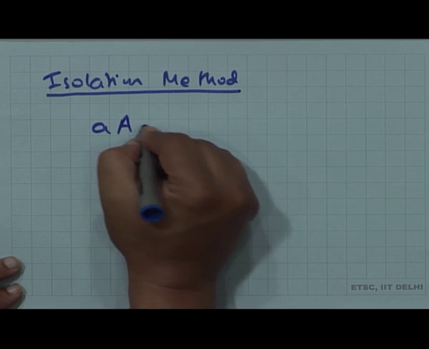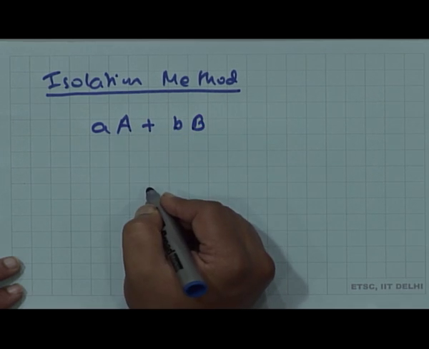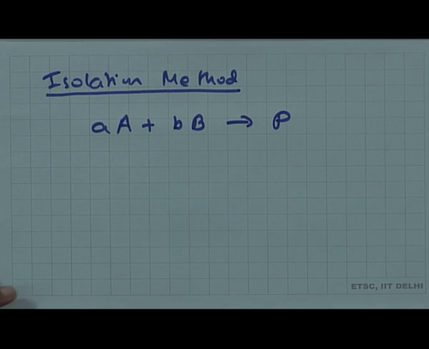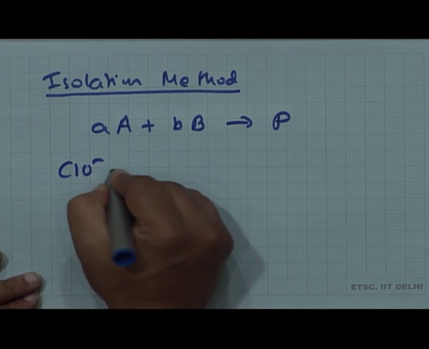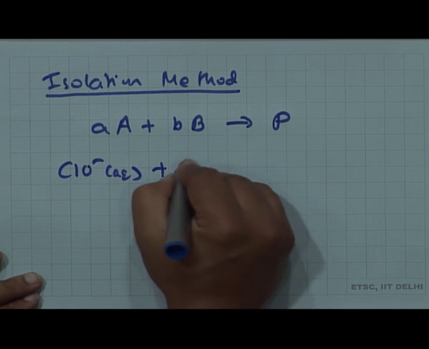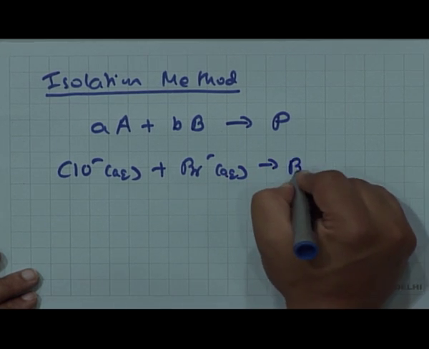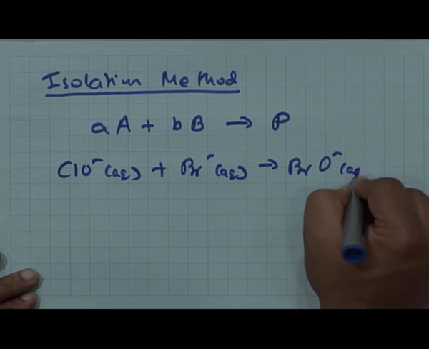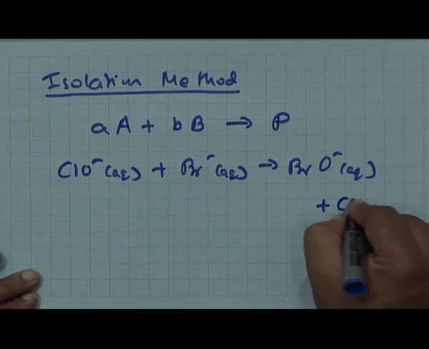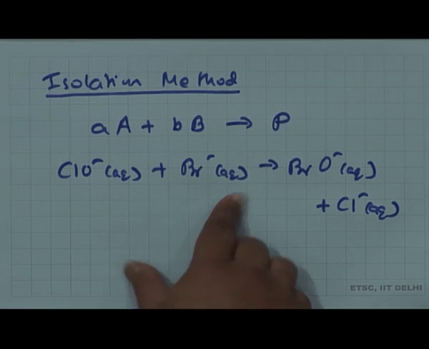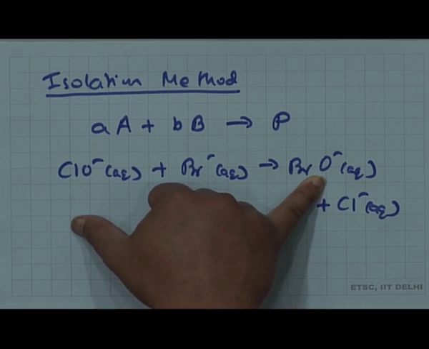Remember the reaction, the general form was A plus B with the corresponding stoichiometric coefficients going to P. Let us take this reaction, which is ClO minus aqueous plus Br minus aqueous going to BrO minus aqueous plus Cl minus aqueous, right. So, now this is a reaction which involves multiple reactants, two reactants ClO minus, Br minus, these are the reactants, products mean BrO minus, Cl minus.